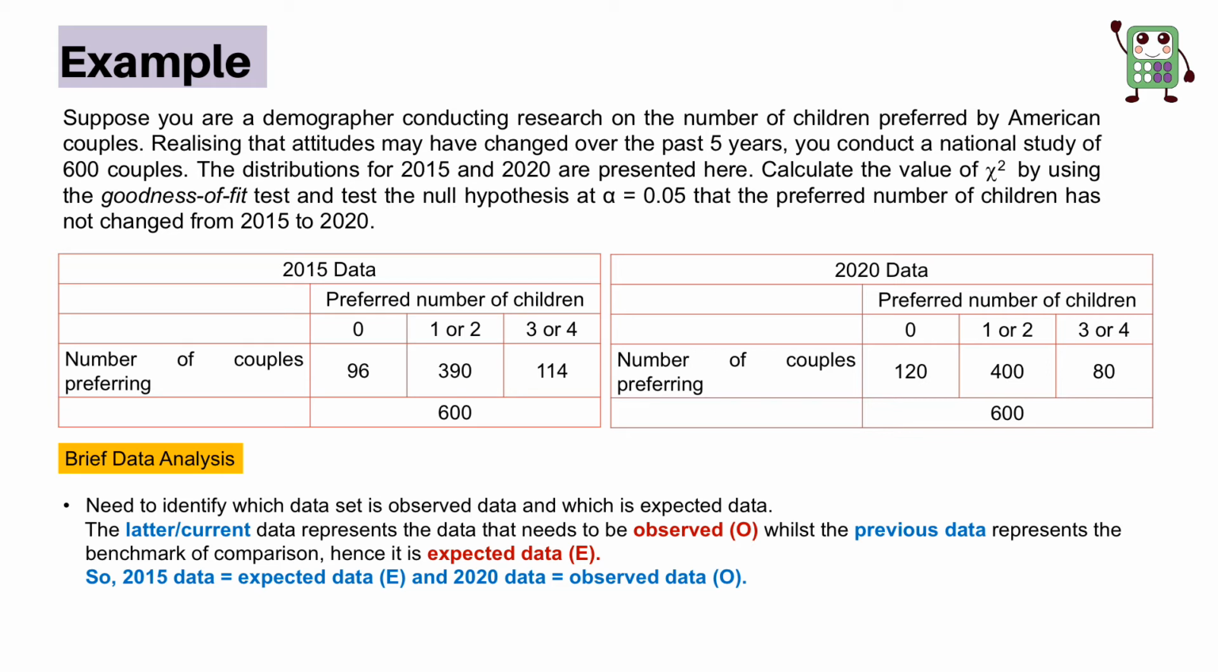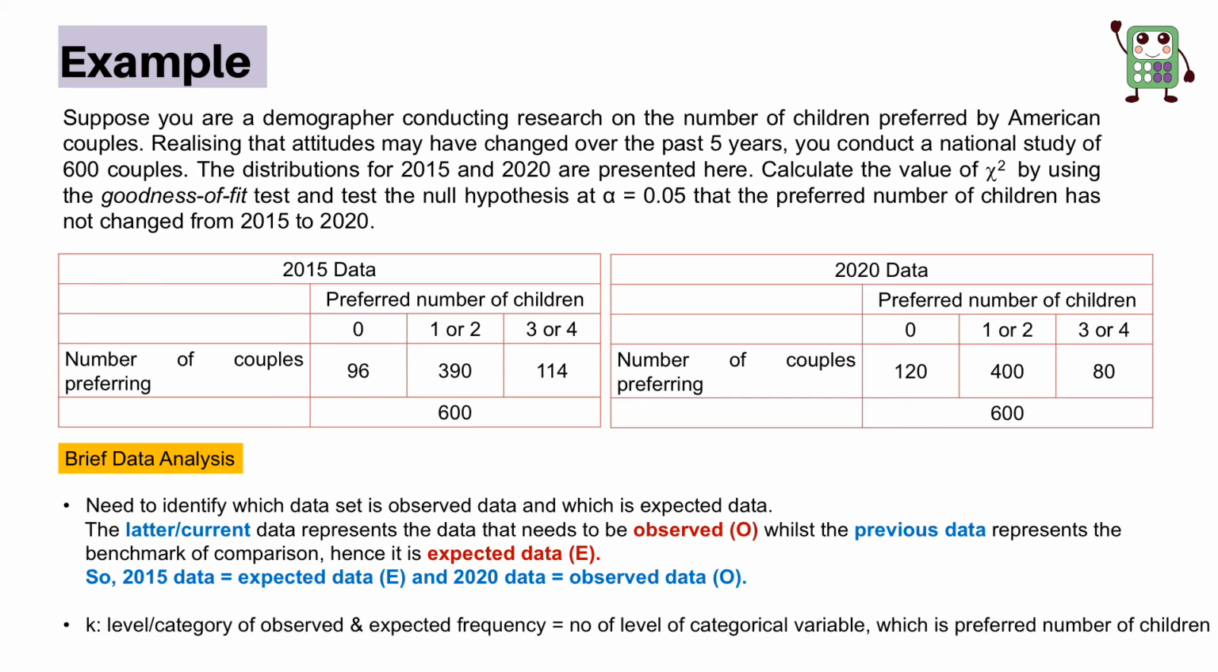The second thing that we have to identify is the value of k. The value of k represents the number of levels of the categorical variable, which is preferred number of children in this problem. So you can see that there are 3 levels, namely 0, 1 or 2, and 3 or 4. So the value of k is given as 3.